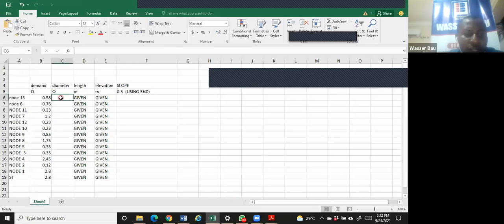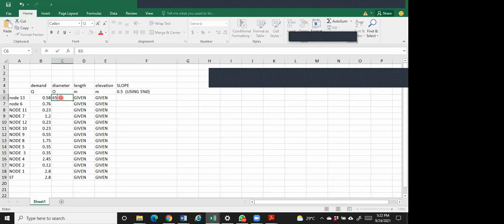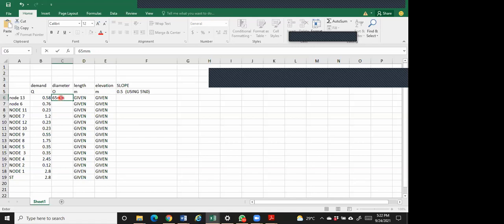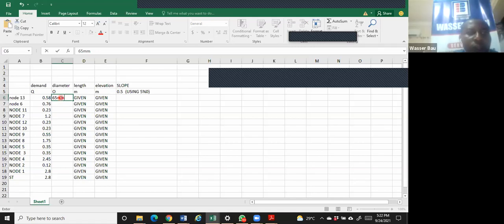So let's go to the second one. So now the pipe size here will be what? 65 mm. Are we together? Maybe when you do the next one, you'll understand better. Okay, good. The next one is the same thing. I don't even need to look, since we're using the same slope. So this one is also 65.